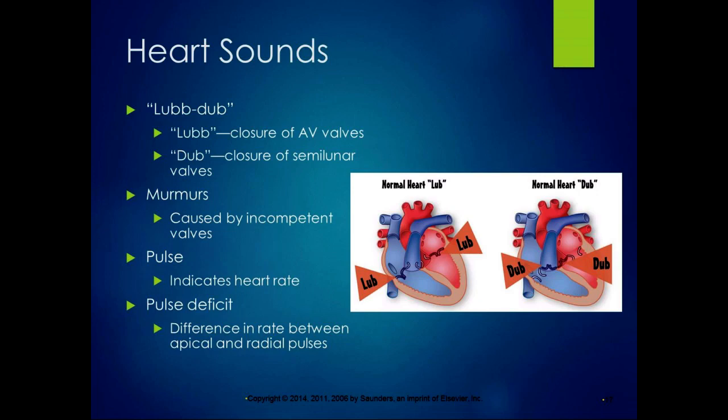So when you hear murmurs, it sounds like a swishing or a gushing maybe, and it's caused by incompetent valves. The lub and dub are the sound of the valves closing. If the valves don't close all the way, blood can swoosh through, and that's where you get that gushing sound. Your pulse that you can palpate or auscultate indicates your heart rate.